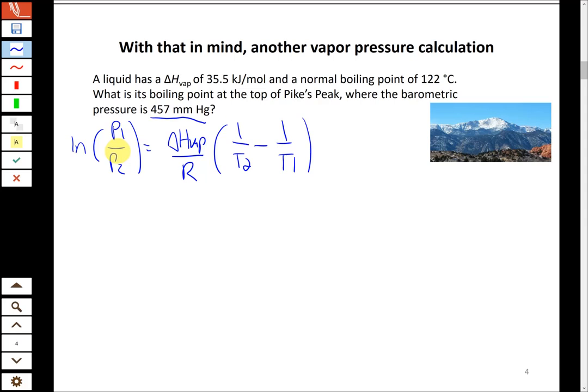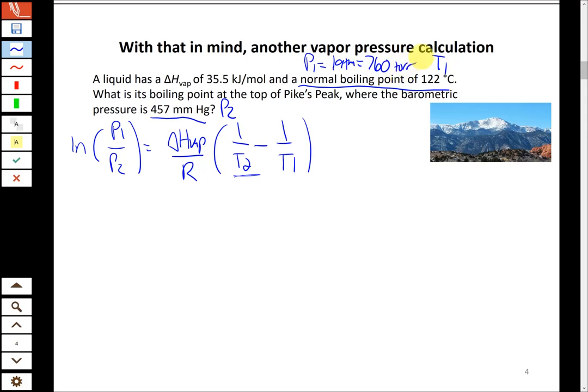So in this problem, we know that P2 is going to be 457 millimeters of mercury. We're trying to find T2, the temperature at which the vapor pressure equals 457 millimeters, because that's going to give us the boiling point at that pressure. But then what are the other two, P1 and T1? Well, T1 is the initial temperature, the boiling point at atmospheric pressure. When we say normal boiling point of 122 degrees Celsius, that means that's the temperature at which the initial pressure is equal to 1 atmosphere, or 760 torr.